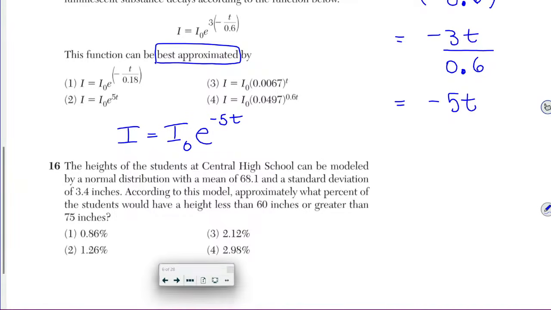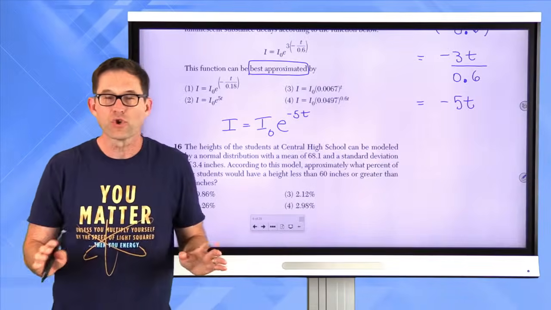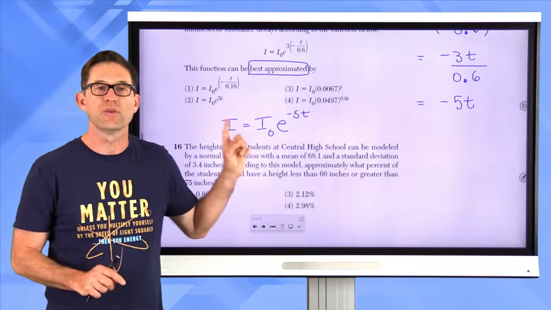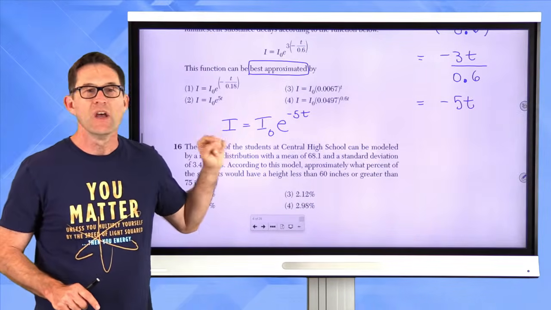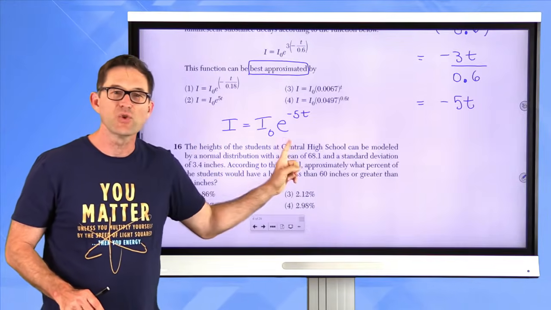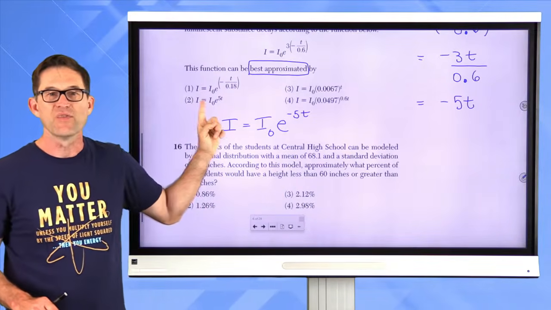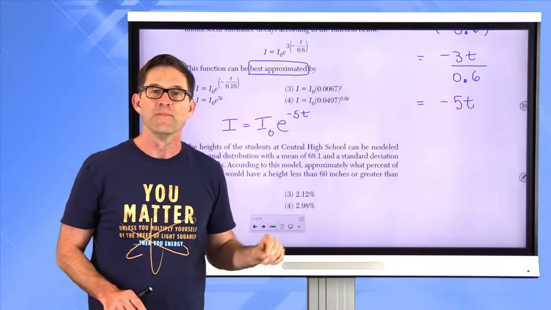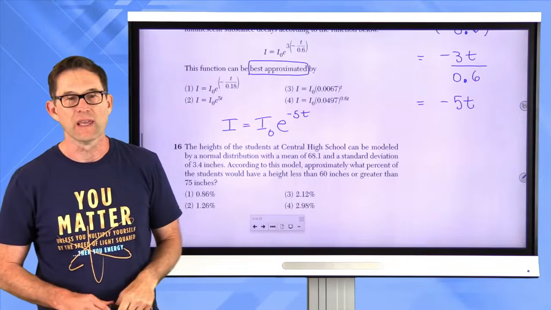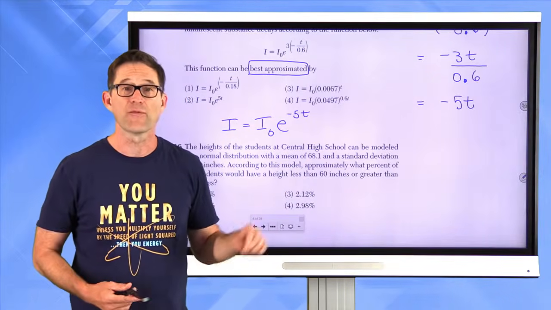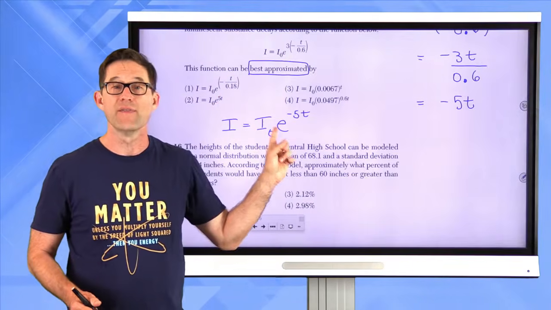Okay, now I look at these 4 choices, and I'm so tempted to go with choice 2. You know what I mean? Because the only difference between choice 2 and the thing that I just got was that this is e to the positive 5t, and this is e to the negative 5t.